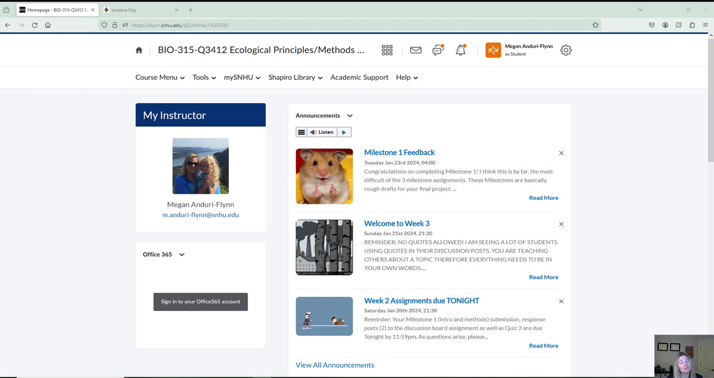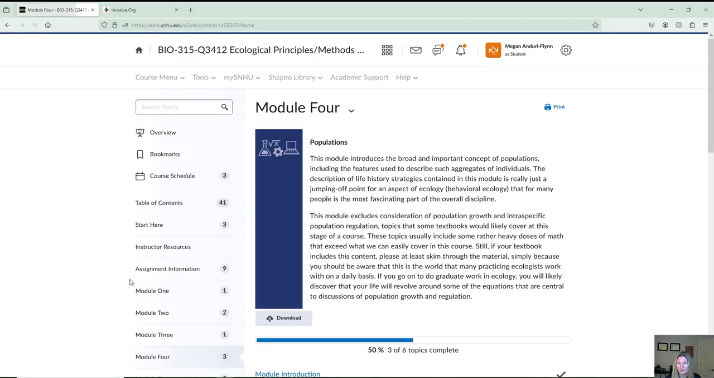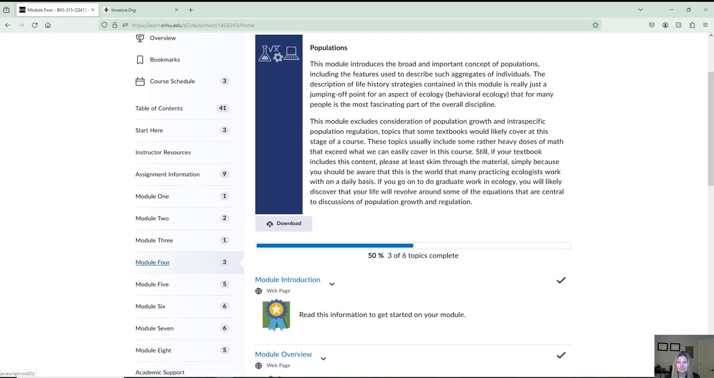So this week is actually one of my favorite weeks because we get into ecology finally. We've done the plant and animal adaptations and learned about them and climate change and all that. So now we actually get to delve into ecology, starting with population ecology. So let's take a look at our learning module, module 4 this week.